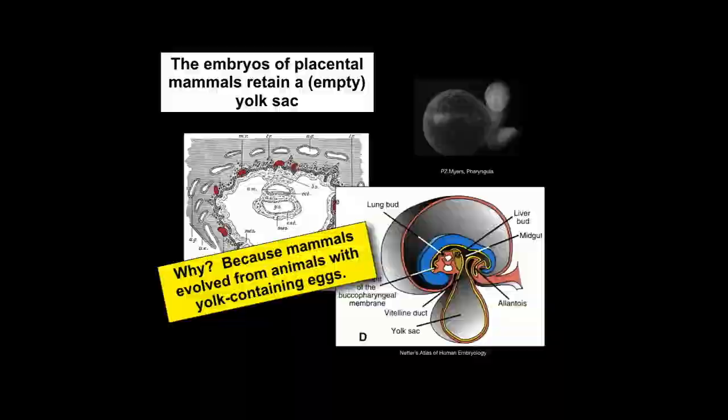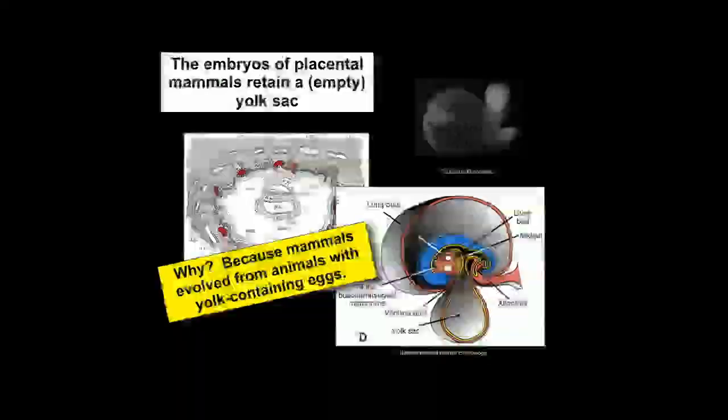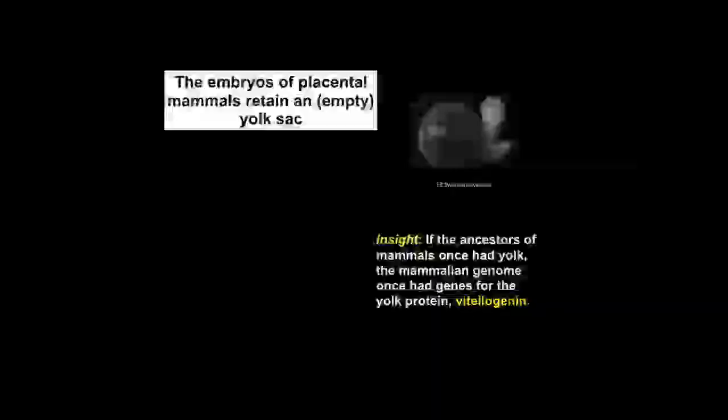Why do we go through a developmental stage in which we produce a structure that encloses pretty much nothing? Well, the answer, from the point of view of evolution, is because mammals like us evolved from animals that did have yolk-containing eggs. The fossil record shows the earliest mammals evolved from a certain group of reptiles. Now, here's the interesting thing. I said I was an RNA and a DNA guy. So the embryos of placental mammals retain an empty yolk sac. Here's the insight. If the ancestors of mammals once had yolk, the mammalian genome might still contain the remnants of the genes for the yolk protein vitellogenin.